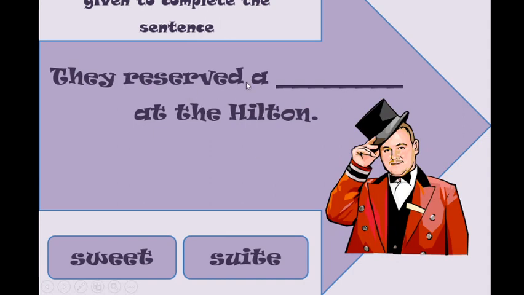Next one. They reserved a what? At the Hilton. A suite, like a candy, or a suite, like a room. So which one is the answer? They reserved a suite. There you go. So this is the room, a nice room at the Hilton.